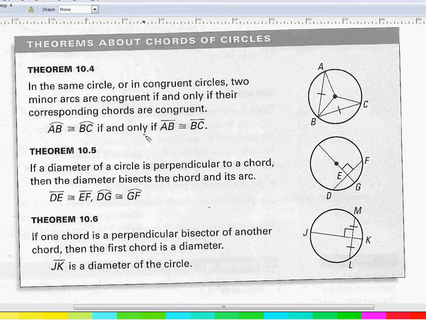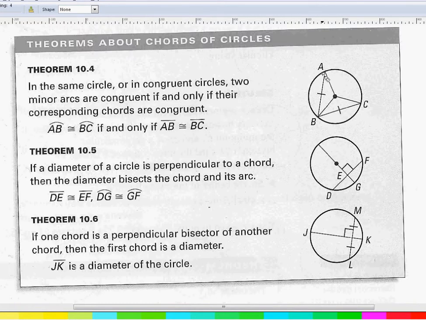Now if and only if goes both ways. So what we can do is first assume that arc AB is congruent to arc BC, and then try to prove that line segment AB is congruent to line segment BC, and then we would go the other way. We would assume that line segment AB was congruent to line segment BC, and then try to prove that the measure of arc AB was equal to the measure of arc BC. So let's go from left to right first.